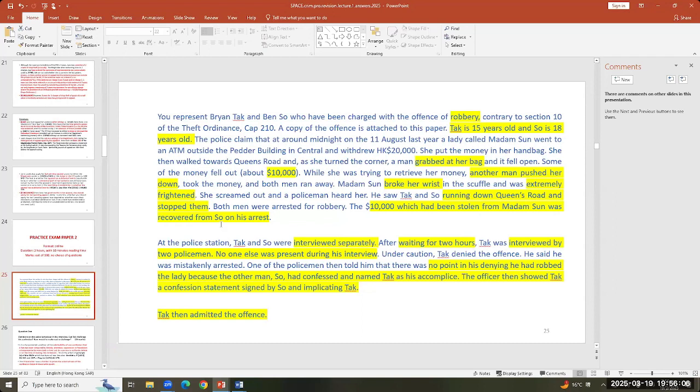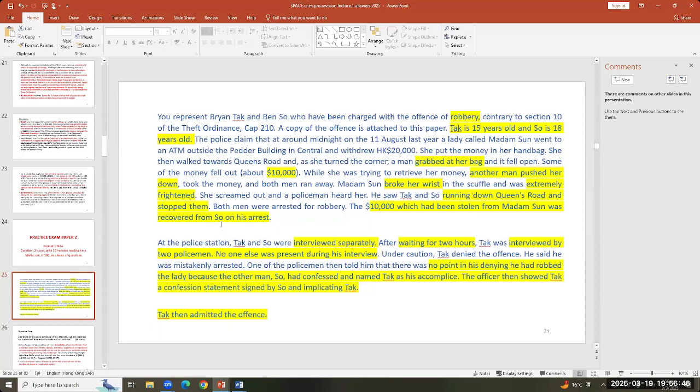They were then interviewed separately. After waiting for 2 hours, Tack was interviewed by 2 policemen. No one else was present during the interview. Why have I highlighted that in particular? Why are we being told no one else was present during Tack's interview? He's only 15. So we need to think about that provision of the rules and directions, that if the suspect is under the age of 16, they should have their parent or guardian present during the interview, unless there's good reasons to deny. Under caution, he denied the offense and said he's mistakenly arrested.